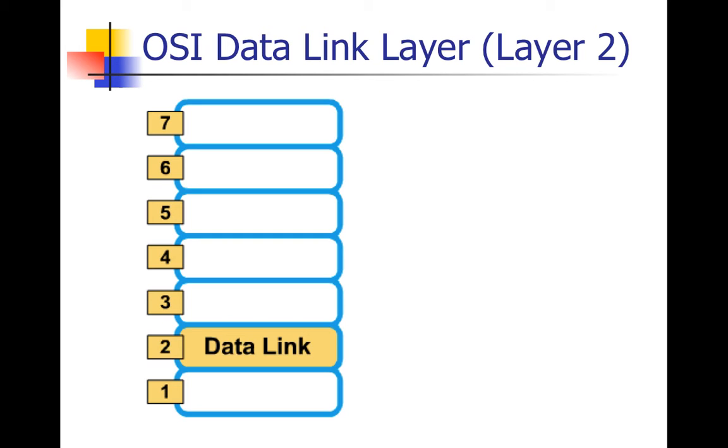You also control and monitor the transmission of data so the receiving device does not get overwhelmed with more traffic than it can hold. So those are some of the important things of the data link layer.